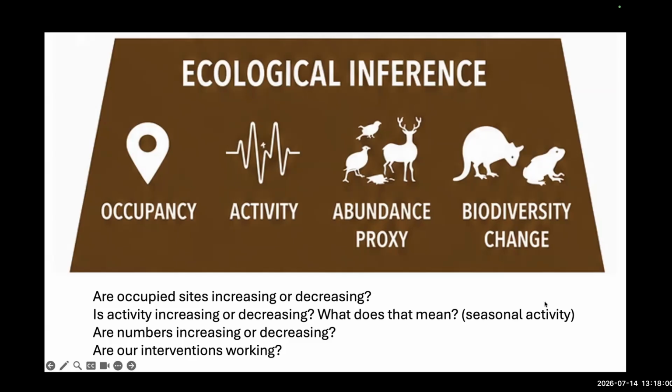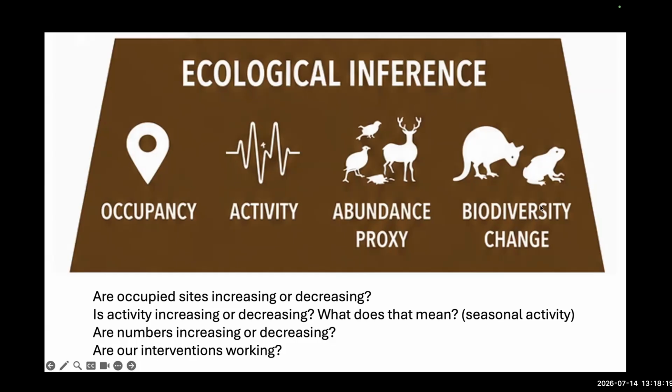We have to know the difference between seasonal activity and not seasonal activity. And when, like yearly, is there differences in how much activity there is? Are numbers of individuals or our abundance proxy increasing or decreasing? These are important things to know. And are our interventions working?